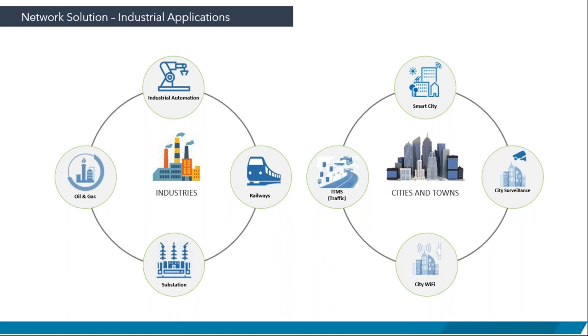Similarly to the smart factory, there are applications like industrial automation, railways, oil and gas, and electric substations. These are all industries with high environmental temperature. They all talk about 50 or 55 degrees Celsius. So whenever the temperature crosses 45 or 50 degrees Celsius, I would suggest you go for industrial grade switches.